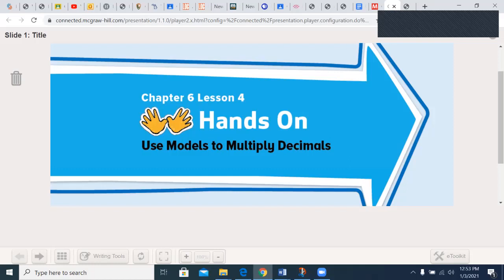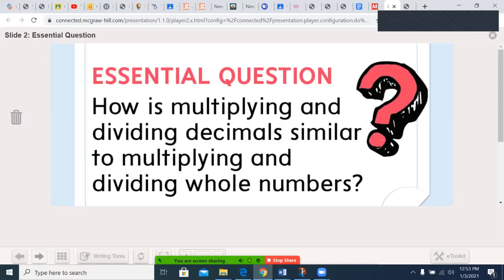Welcome back to those of you who had to pause the video, and thank you for staying along for those who didn't. Our essential question of Chapter 6 is, how is multiplying and dividing decimals similar to multiplying and dividing whole numbers? If you've been paying attention, the cheat to that answer is we multiply and divide using the exact same algorithm. The difference is in the location of decimal points.